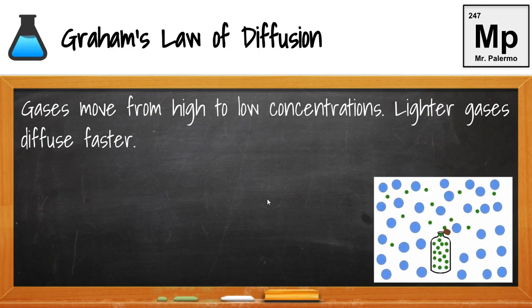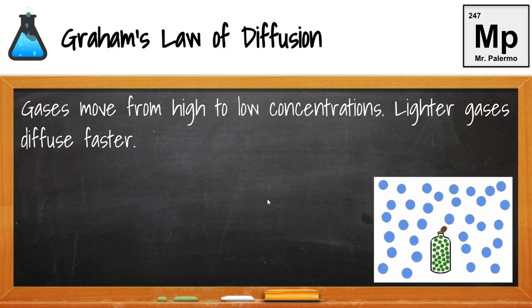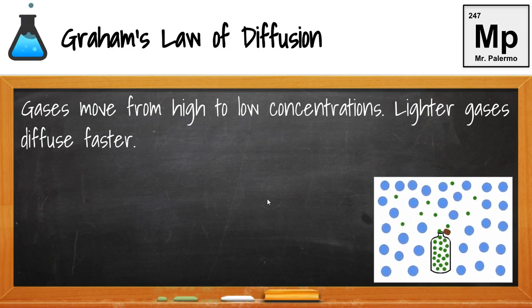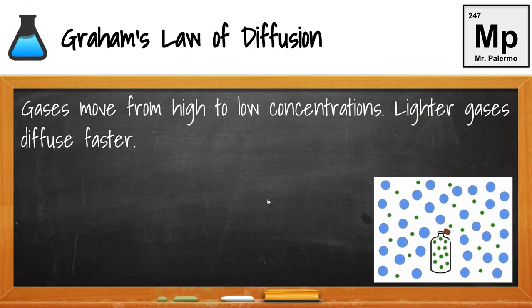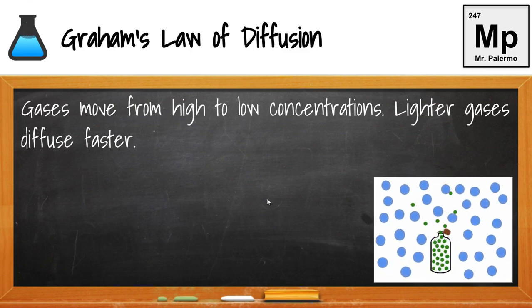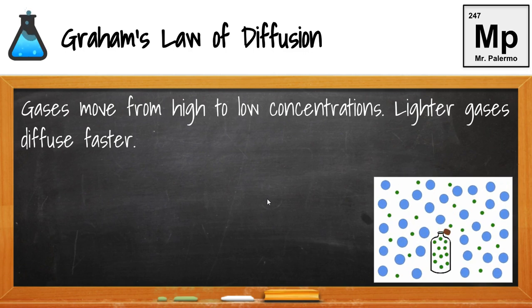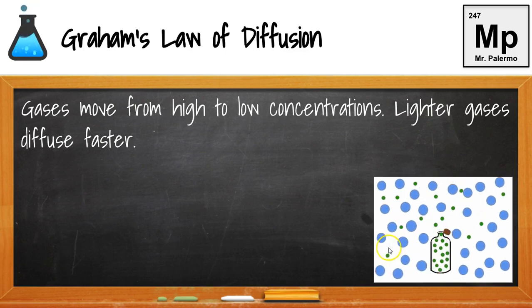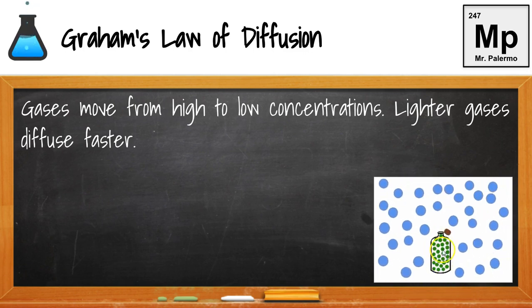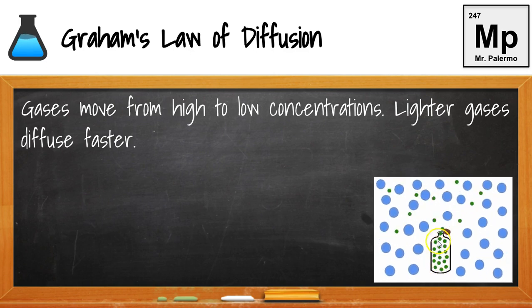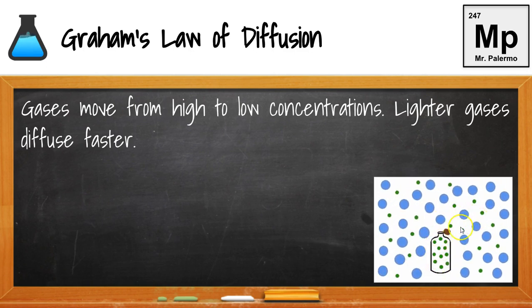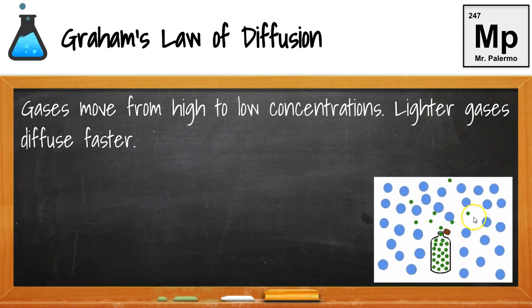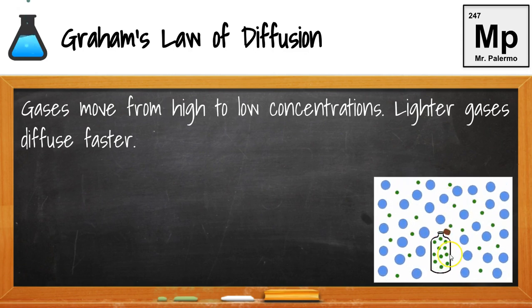Now let's look at Graham's law of diffusion. Graham's law of diffusion states that gases move from a higher concentration to a lower concentration, and that lighter gases will diffuse the fastest. And so you can see in this animation, we pop the top, we have a high concentration here, low outside, and so the gas particles are going to spread out to the lower concentration until we reach equilibrium.